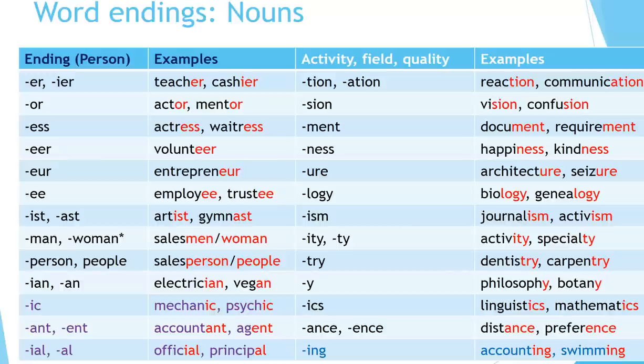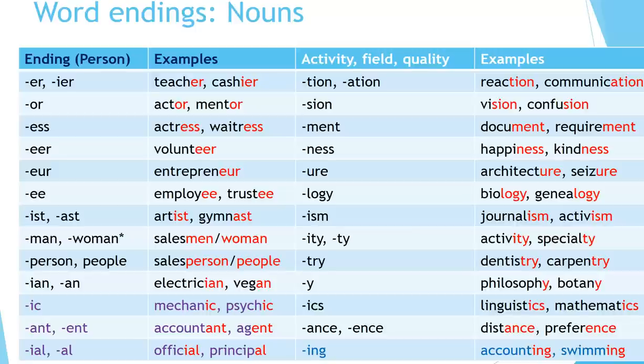MAN, WOMAN. We can also change this to the plural, MEN or WOMEN. For example, salesman or salesmen, saleswoman or saleswomen. Person or people, salesperson, salespeople. IAN or AN, electrician, vegan.